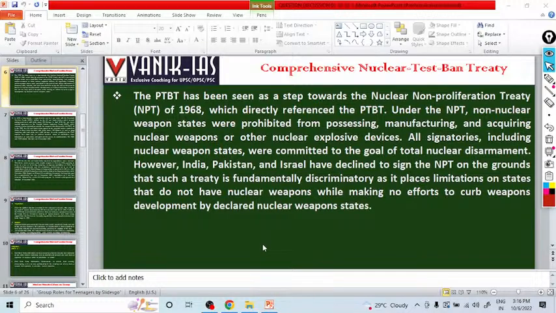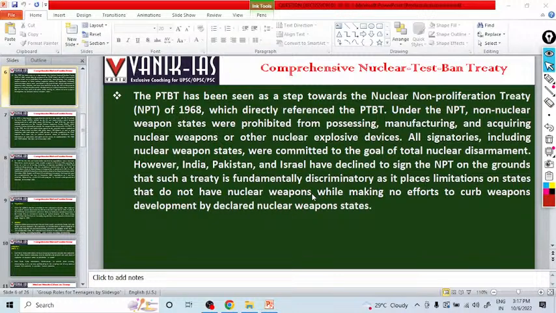references the PTBT. Under NPT, the non-nuclear weapon states were prohibited from possessing, manufacturing and acquiring nuclear weapons or other nuclear explosive devices. All signatories, including nuclear weapon states, were committed to the goal of total nuclear disarmament. However, India, Pakistan, Israel have declined to sign the NPT on the ground that such a treaty is fundamentally discriminatory because NPT divides the world into nuclear haves and nuclear have-nots.